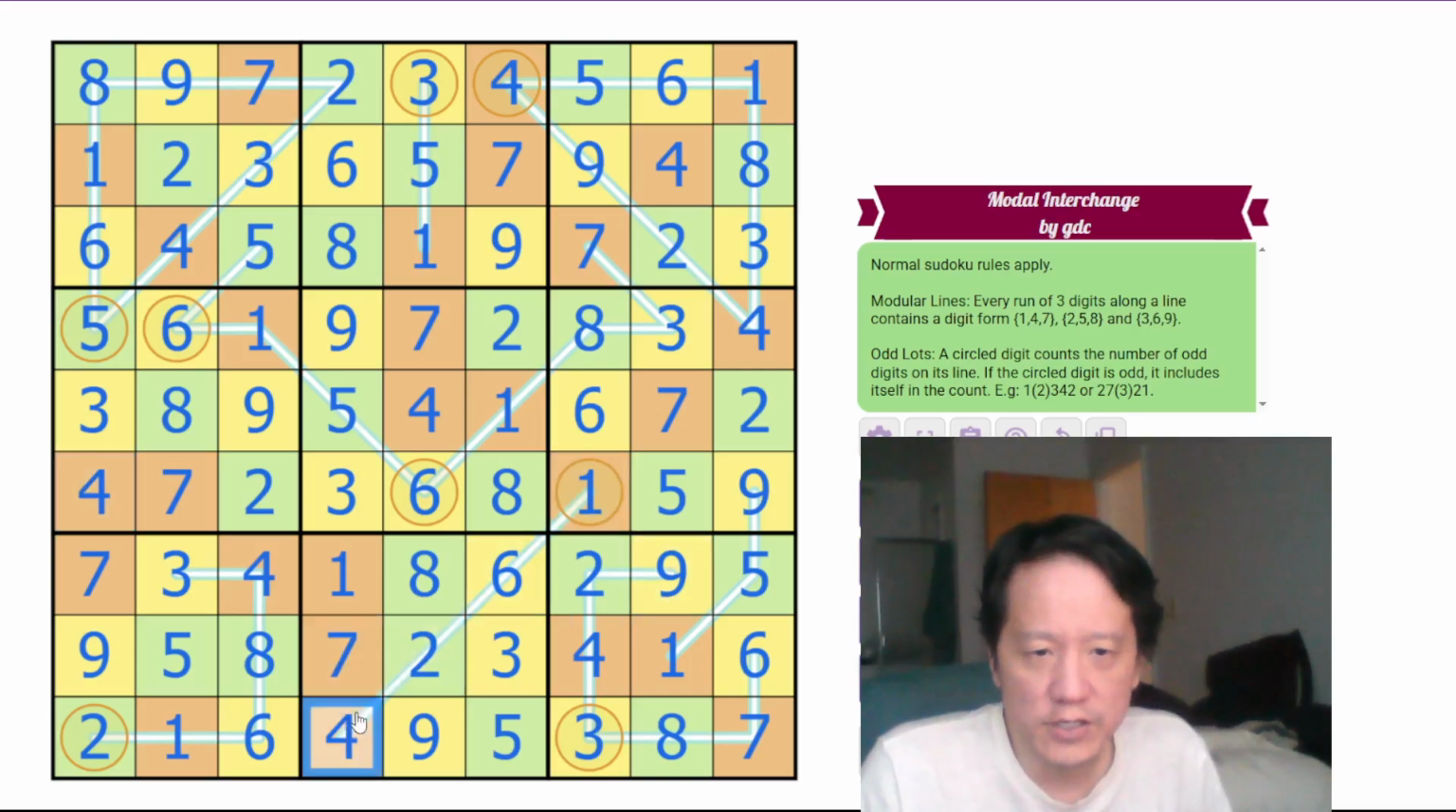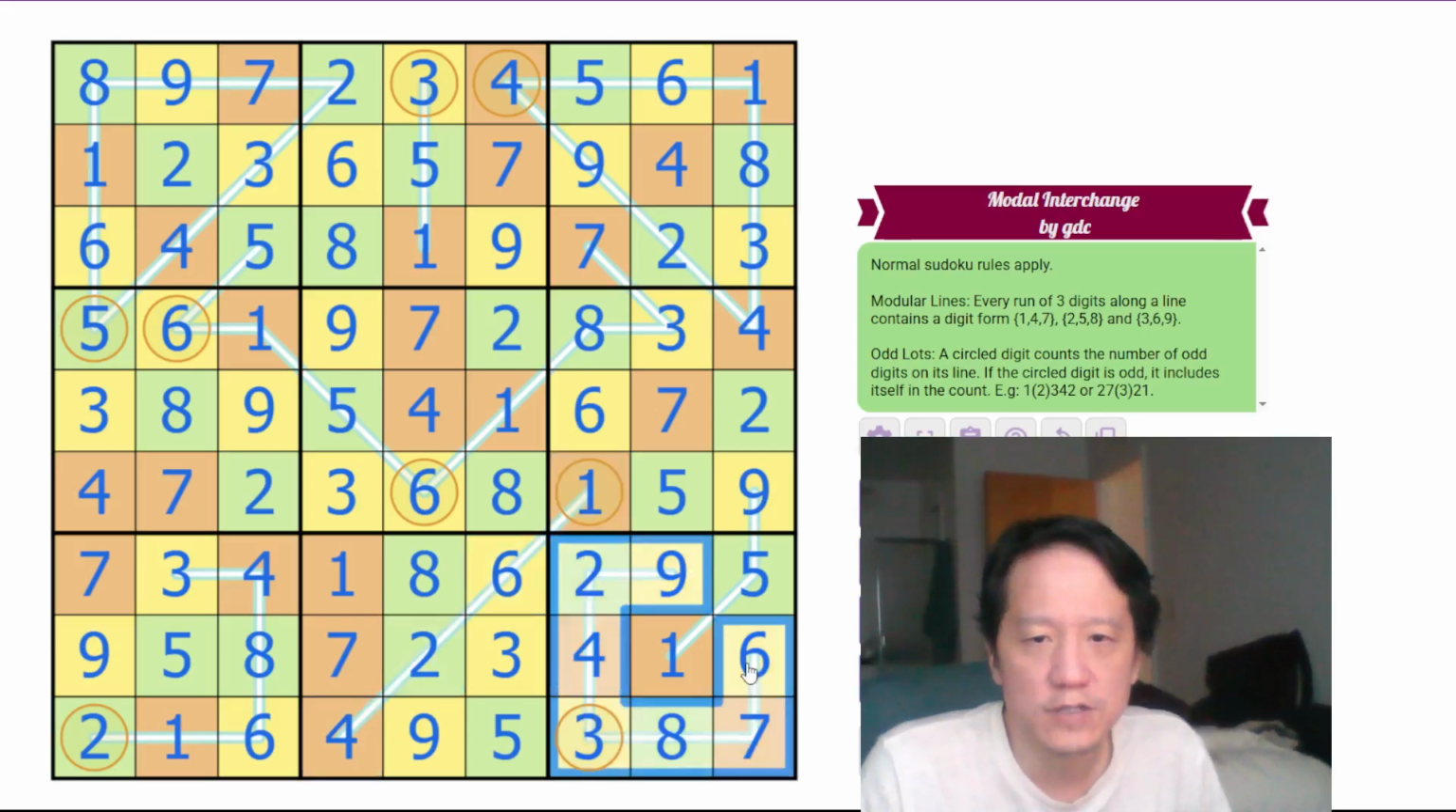Pretty interesting, actually. Interesting how the odd lots worked with these modular lines, right? I particularly like this one right here. So finding out that the 4 couldn't be here because of this being the same set and these being the same set. And then the 5 not working because it requires a 2 and 8 with it. So that was really cool.